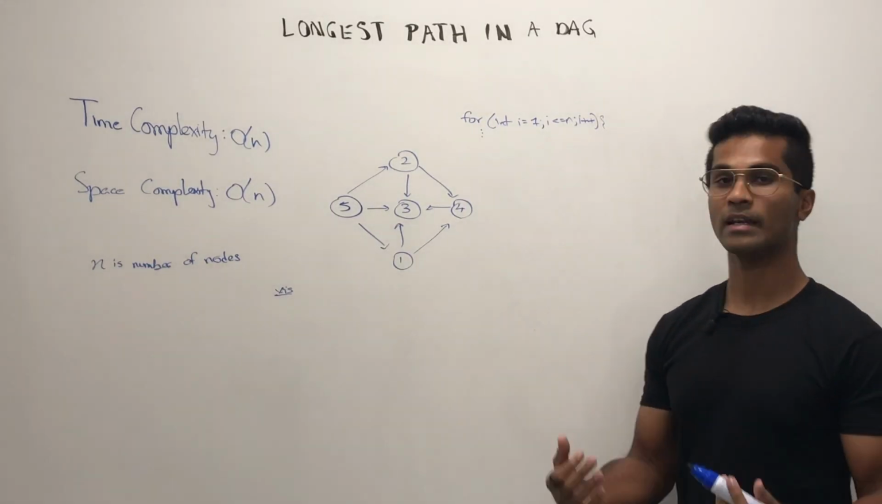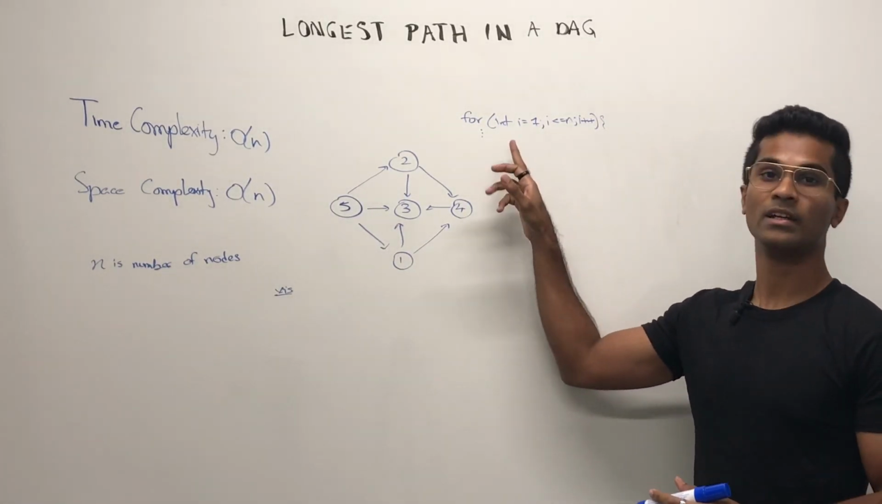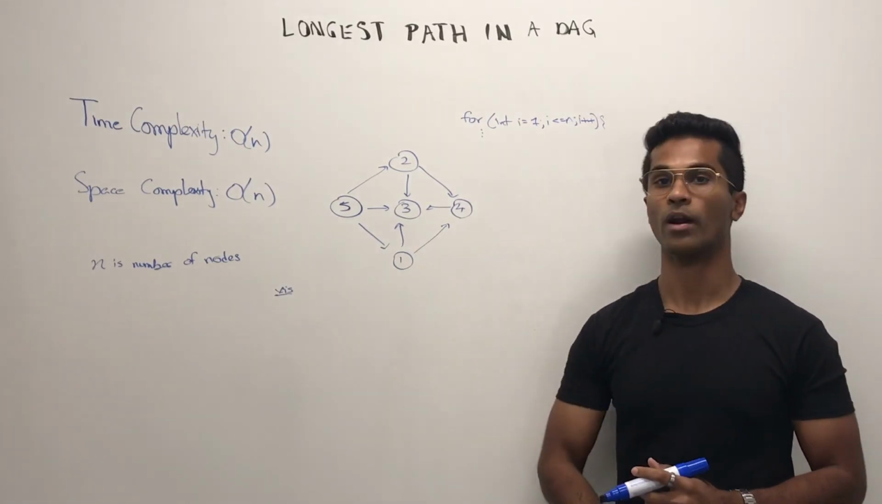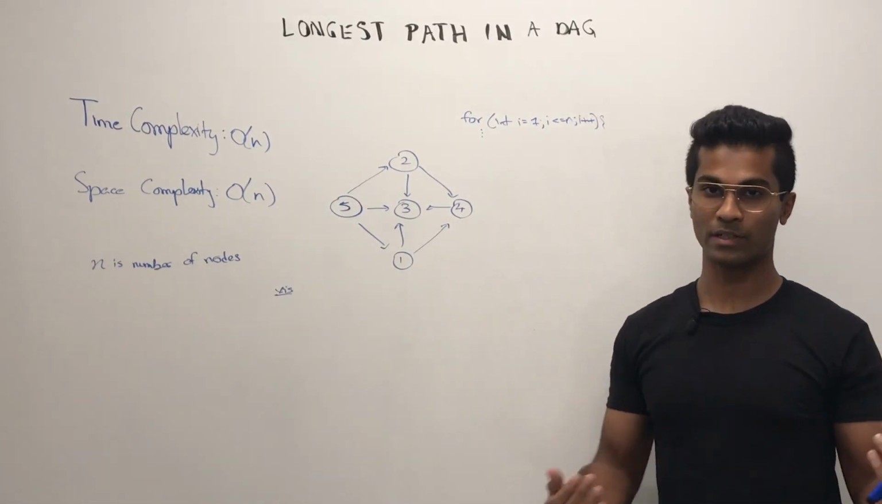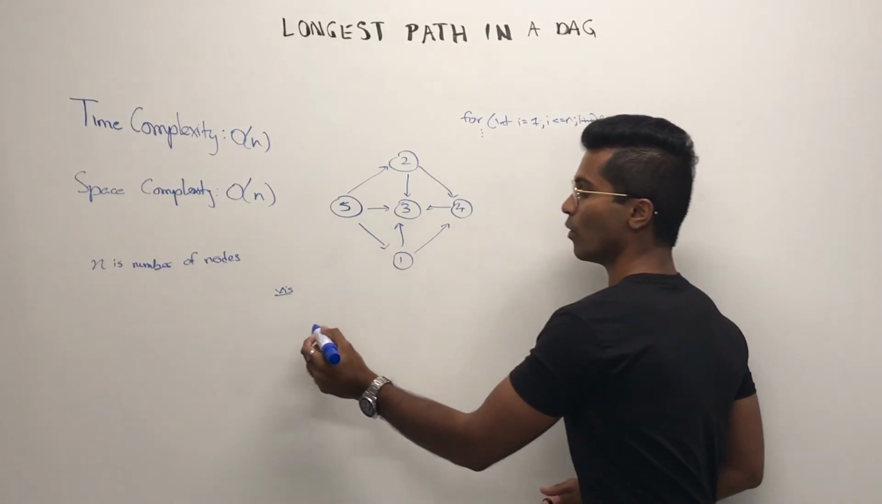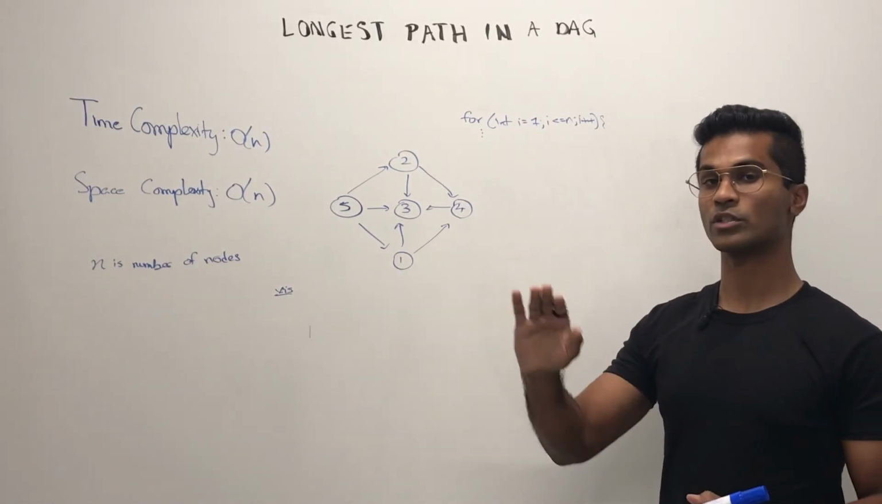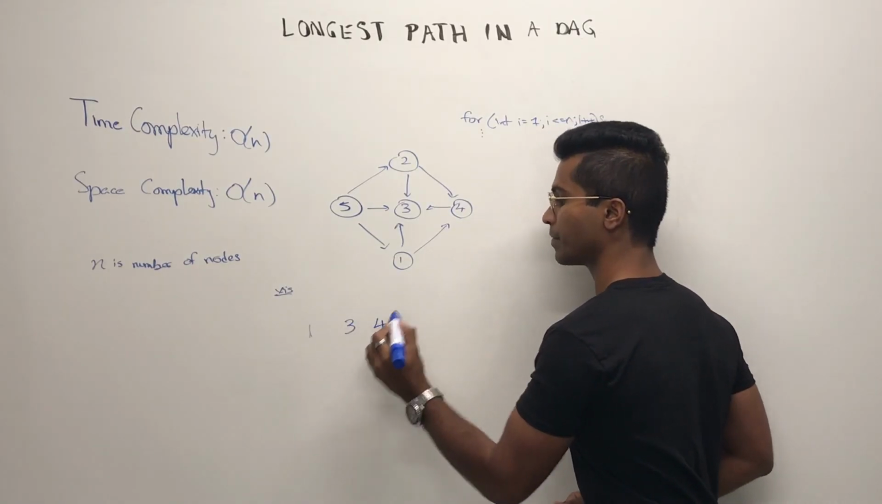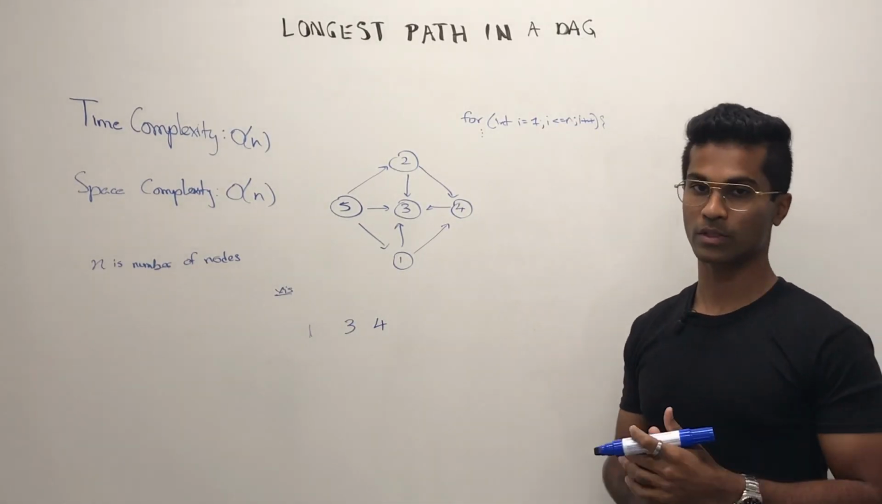So in the beginning, we know we have code that says from 1 to n inclusive. So let's start from 1. So 1 hasn't been visited, so we're going to recursively call. 1 is going to talk to both of its children, so 3 and 4. And then 1 is going to return.